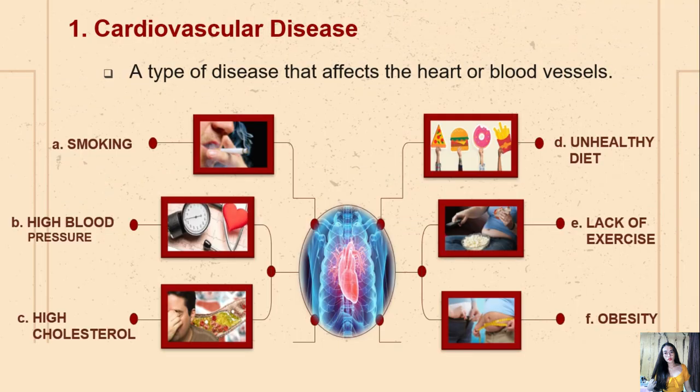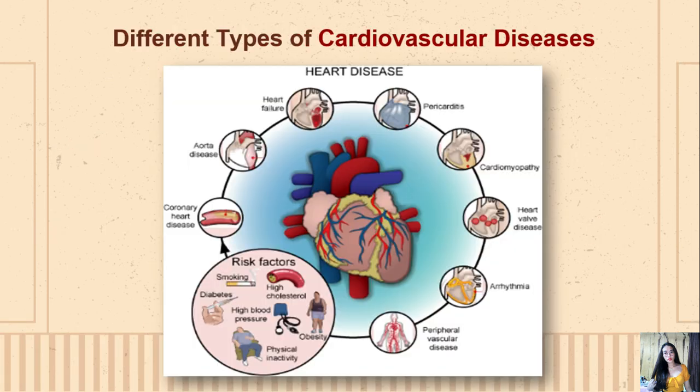First is the cardiovascular disease. We all know that cardiovascular disease is a type of disease that affects the heart or blood vessels. As you can see in the picture, this occurs when a person is at risk, and certain cardiovascular diseases may be increased by the following habits. Now that we know what a cardiovascular disease is, I'm going to show you the different types of cardiovascular diseases.